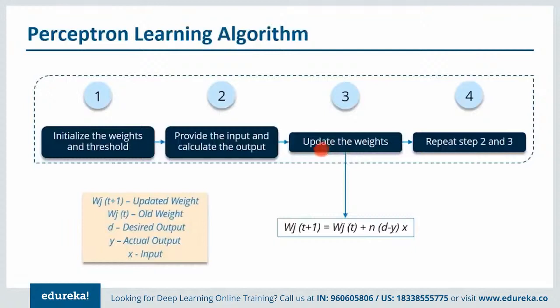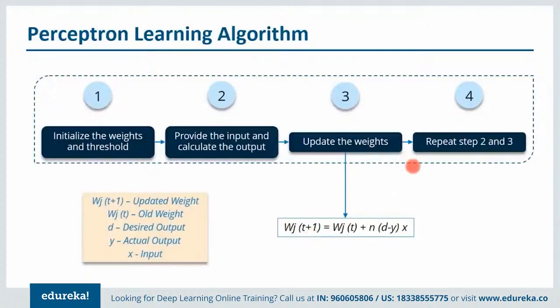How we are going to update the weights is, the new weight is equal to the old weight plus the learning rate. We'll discuss the learning rate later in the session, but generally we choose a learning rate somewhere between 0.5 and 0.01. After that, we find the difference between the desired output and the actual output, and then we multiply it with the input. On that basis, we get a new weight. So this is how we update the weights.